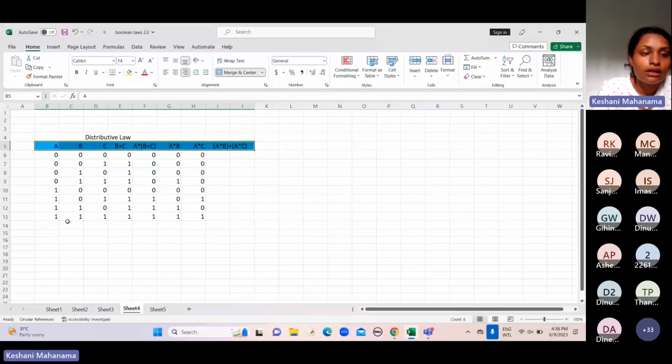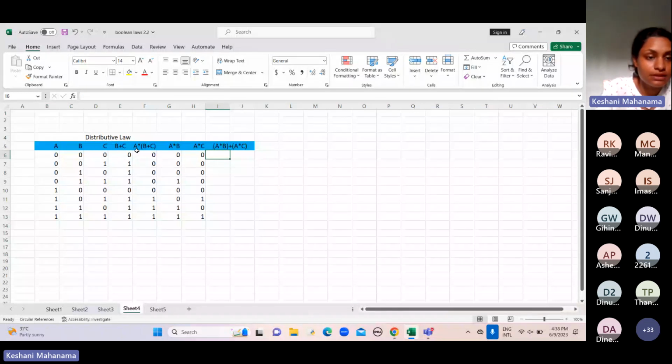So I have taken the functions a, b, c, and b plus c. Here we have b plus c, and a. The output a into (b plus c) is obtained by multiplying the a values by the b plus c values. So 0 into 0 is 0, 0 into 1 is 0, 0 into 1 is 0, 0 into 1 is 0, 1 into 0 is 0, 1 into 1 is 1, 1 into 1 is 1. Likewise, I have taken the values for a into (b plus c).